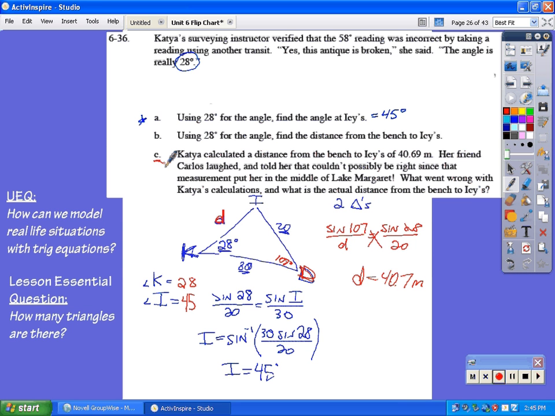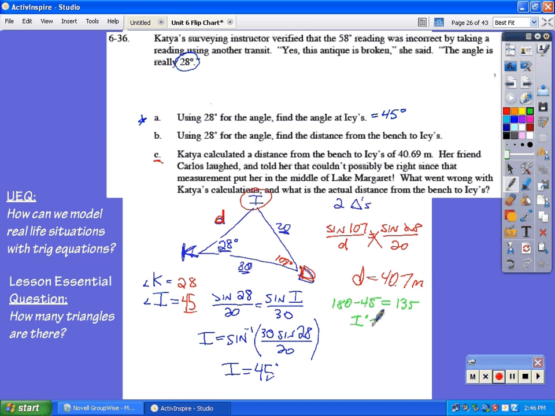What went wrong is she forgot that there are two possible triangles in this situation. Once she finds her angle at Ices, which was 45, she also needs to find the obtuse version of this, which we spoke about in class today. The way she does that is by taking 180 minus 45, which gets her the obtuse triangle for the same information given. So that's 135 for I.